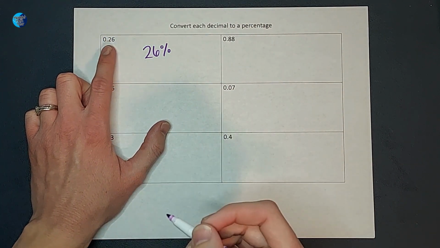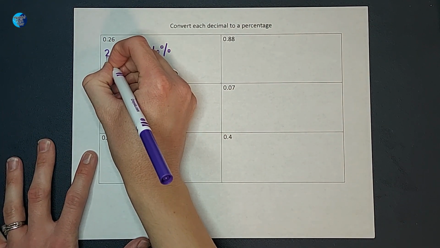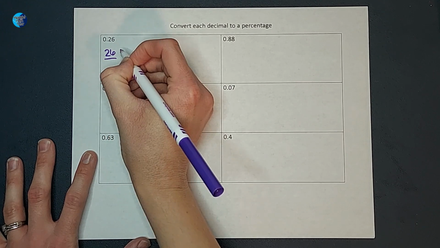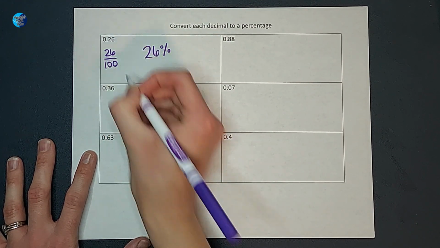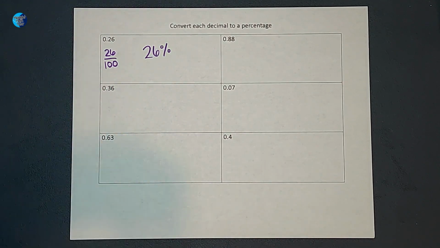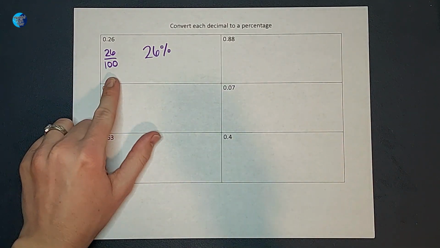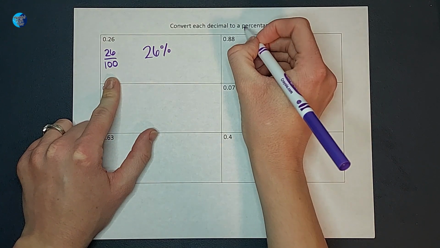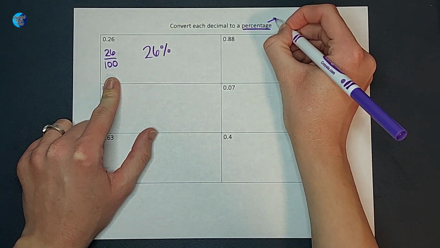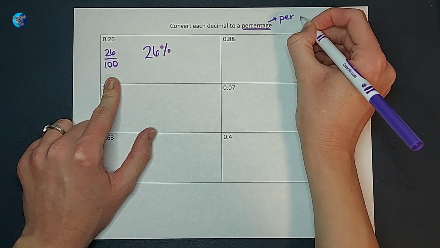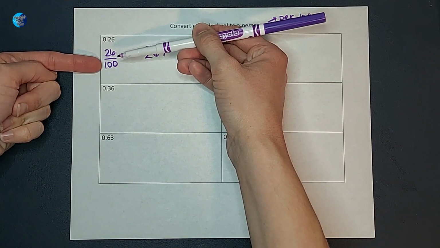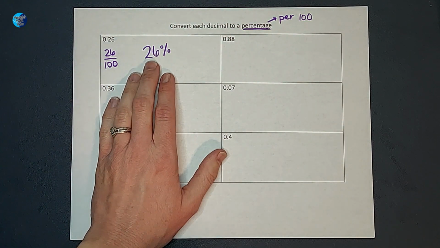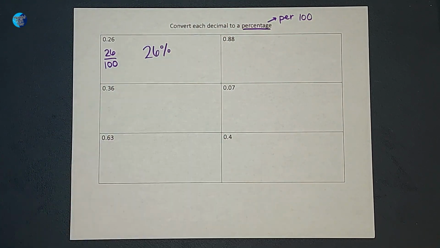So if I were to write this as a fraction, which if you need a reminder of how to change decimals to fractions, I'll link a video for you, this would be 26 hundredths. I could then simplify that if I wanted to, but I don't want to. Because what percentage actually means is per 100. So you see this is 26 per 100, which is the same as 26%. Oh my gosh, it's magic.